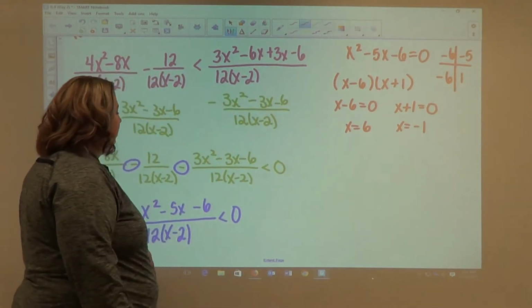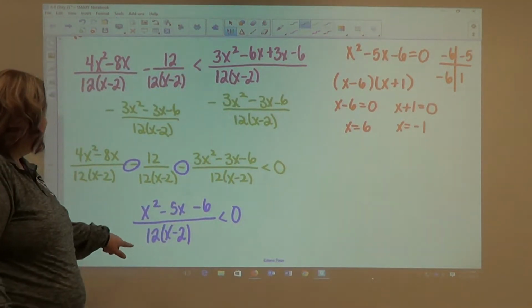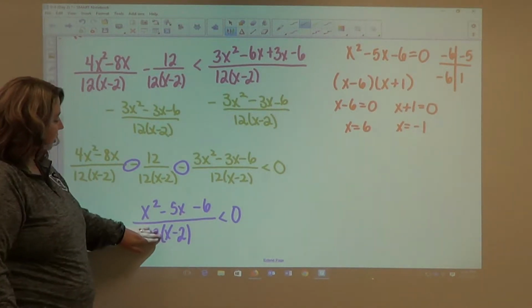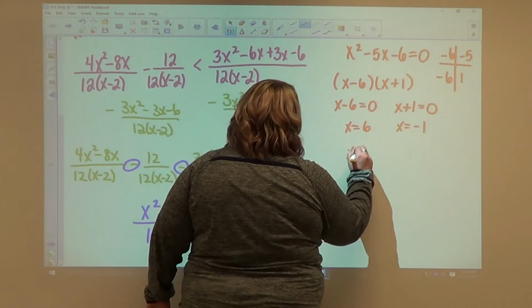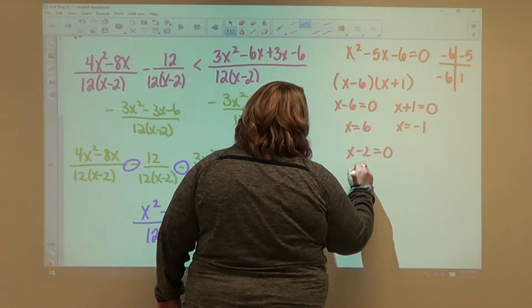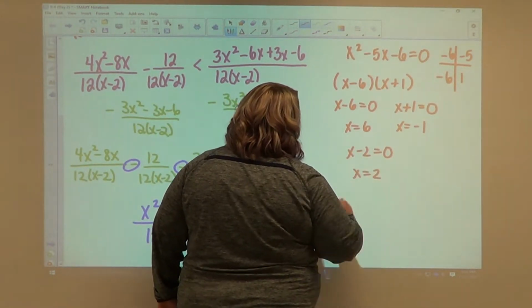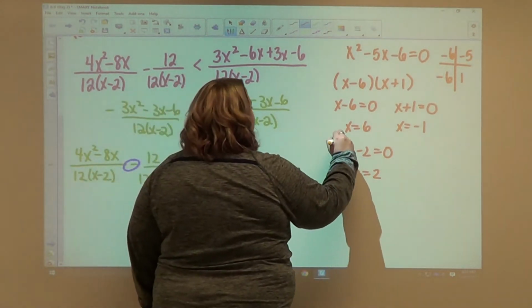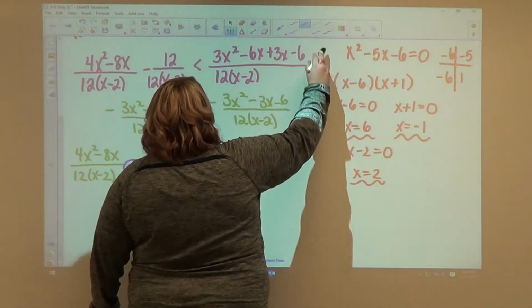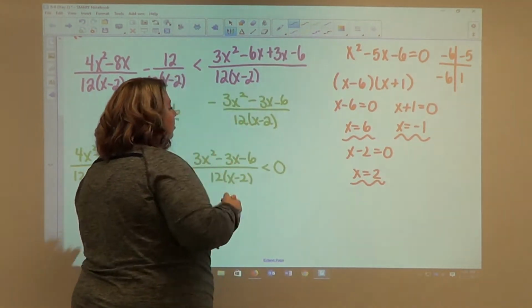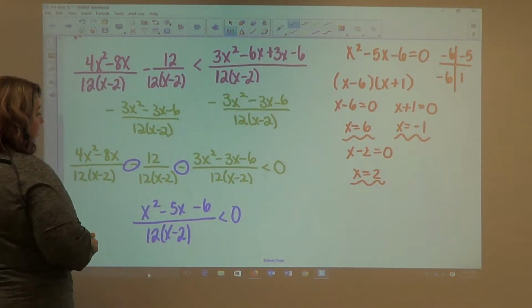Then I also need to set my denominator equal to 0. This 12 doesn't have an x, so it doesn't really count. You just set the parts that have x. So I would have x minus 2 equal to 0, and I solve, I get x equals 2. These are your critical numbers. So now that's step 1.